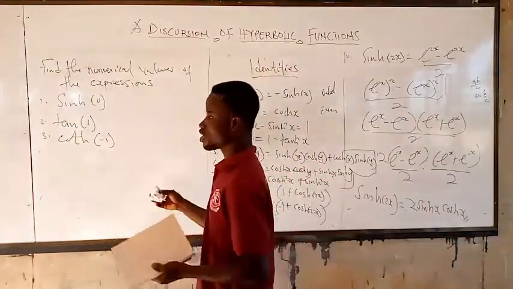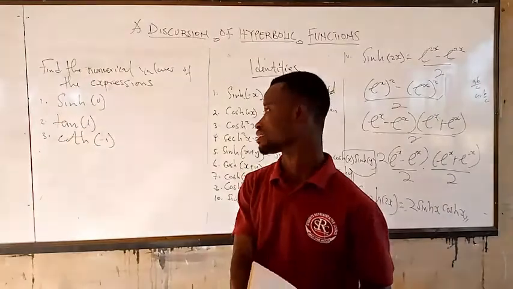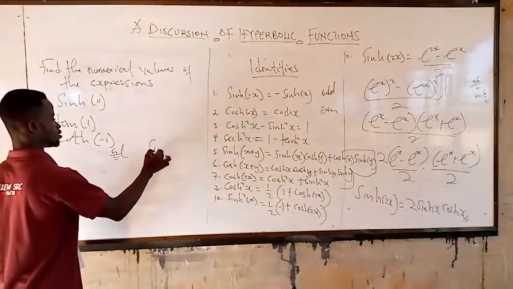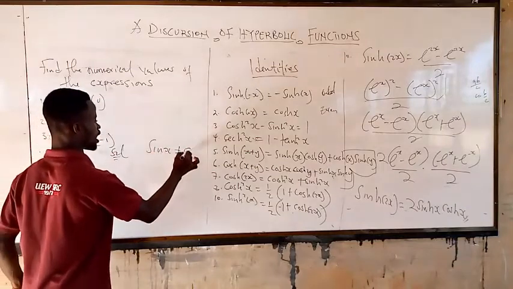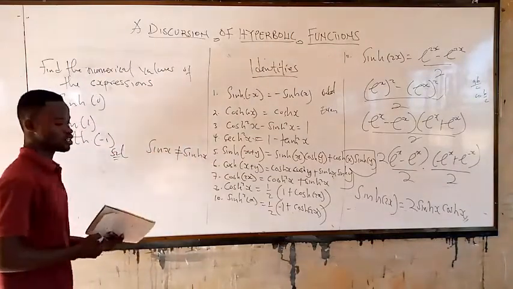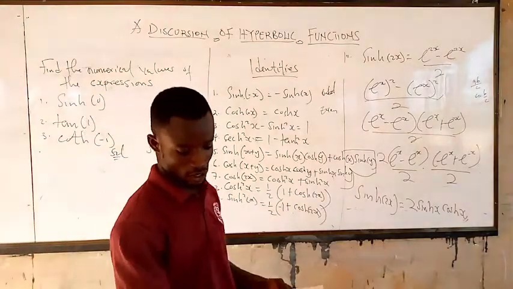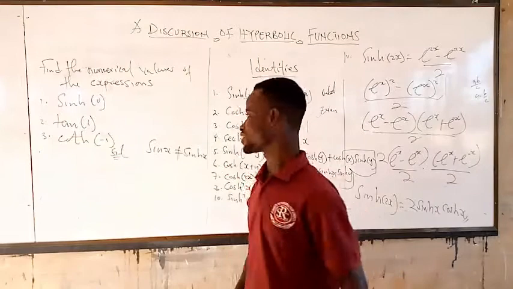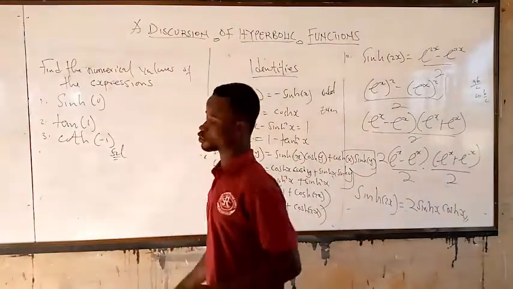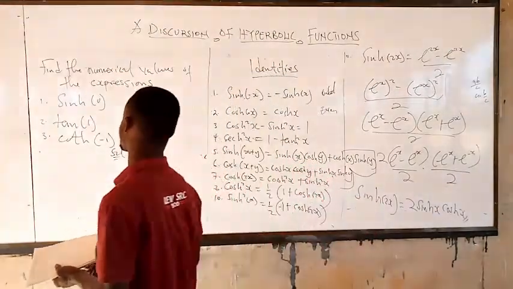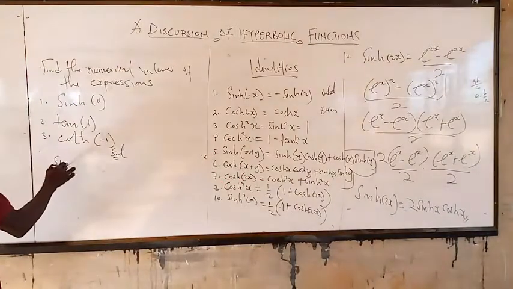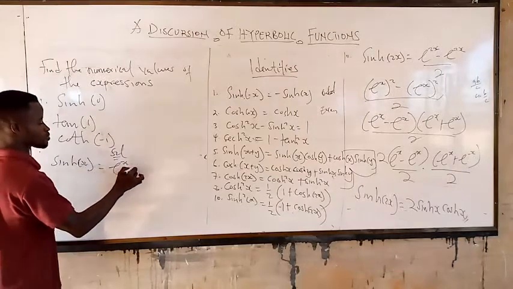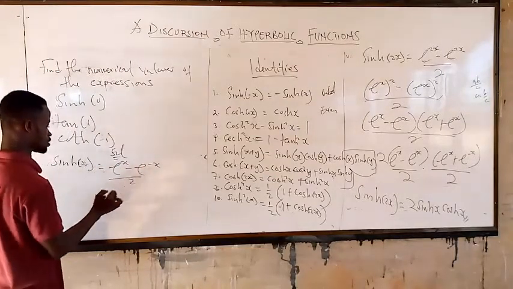All that I want you to know here is that sinh⁻¹ S is not the same as sinh S. So you cannot just take your calculator, punch sinh S and go, thinking that it's the same thing. It's not the same thing. So having this, you know that sinh S is the same as e raised to the power S minus e raised to the power negative S, all this over 2.